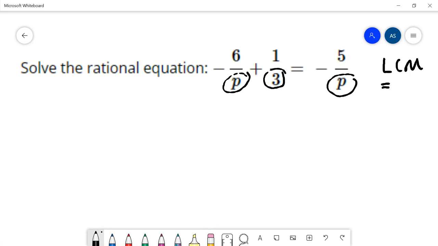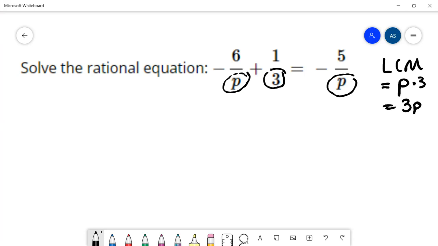So it needs to have a factor of p, so it will cancel out that p in the first fraction. We also need a 3 as a factor, so it'll cancel out this one. We already have a p to cancel out this one. We can use the same p to cancel out this one. So our least common multiple will be 3p.